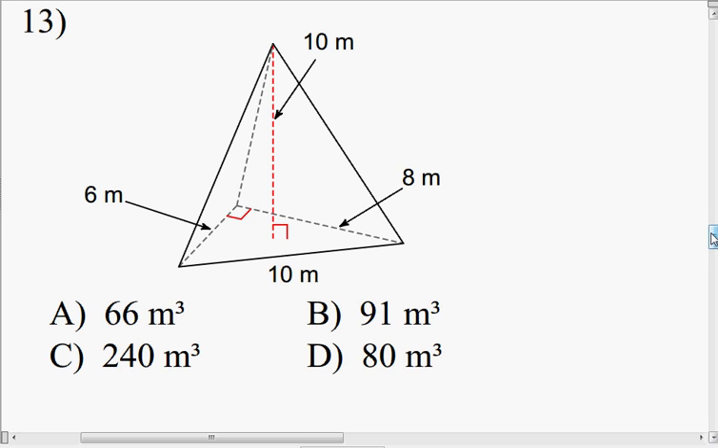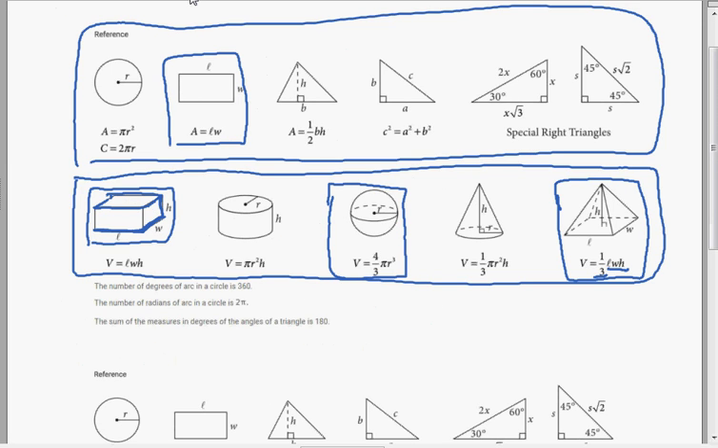So now I no longer have a reference sheet, but I have to use the fact that the volume of a pyramid is the same as the volume of the prism, or in this case, the volume of a cone is the same as the volume of a cylinder. So my cylinder, the volume is pi r squared h. Volume of the cone is pi r squared h divided by 3. Volume of the pyramid is the volume of the prism divided by 3.